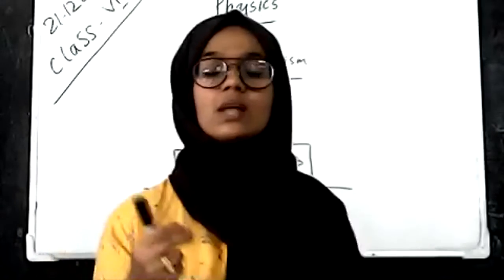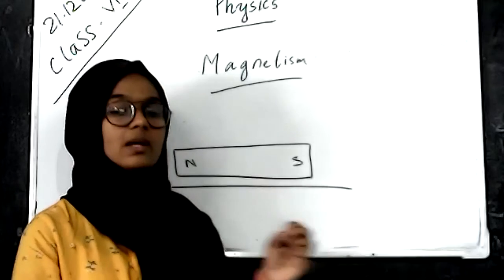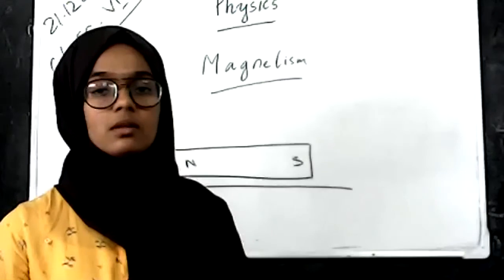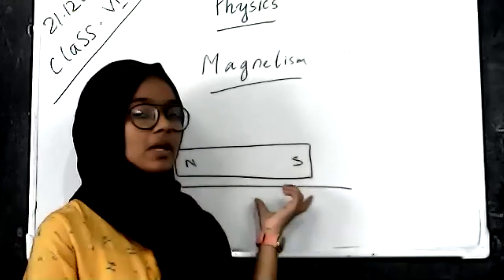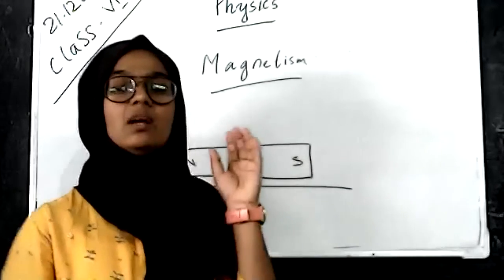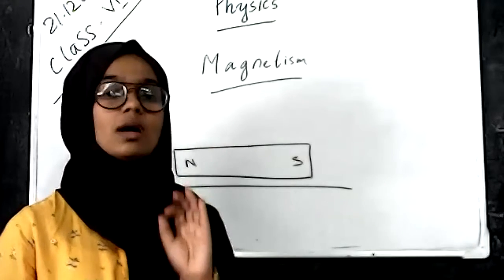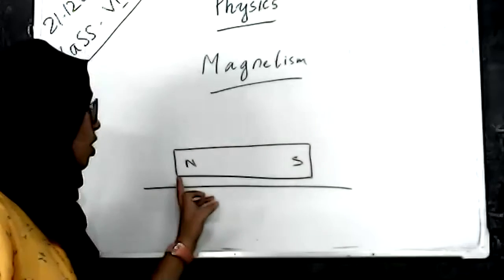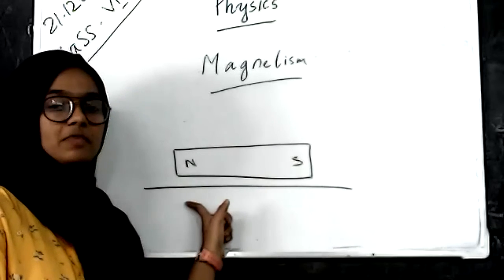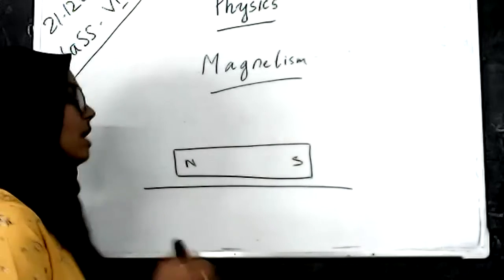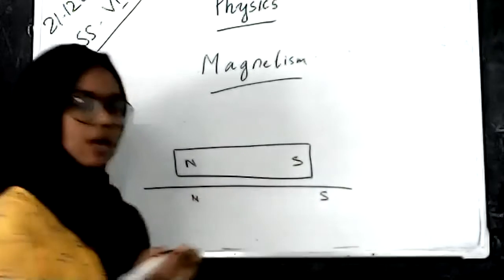So a nail comes closer to the temporary hacksaw blade magnet. It attracts the nail, and the direction of the temporary magnet is the same as the direction of the magnet that we used for rubbing. That is, the north to south pole rubbing on the surface of the hacksaw blade makes a temporary magnet of north to south direction.